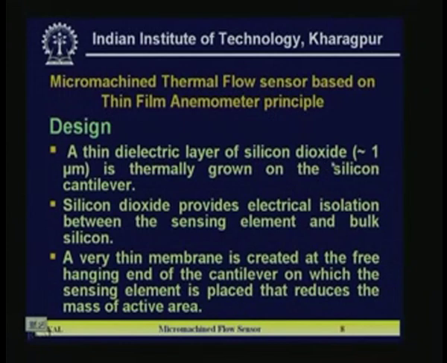That isolation layer is made here by a thin silicon dielectric layer, which is 1 micrometer and is thermally grown on the silicon cantilever. Silicon dioxide provides electrical isolation between the sensing element and the bulk silicon, as well as to some extent thermal isolation also. A very thin membrane is created at the free hanging end of the cantilever, on which the sensing element is placed, that reduces the mass of active area, that I just told you.